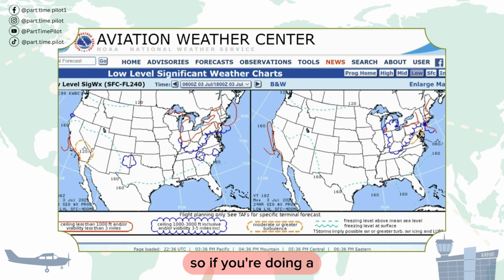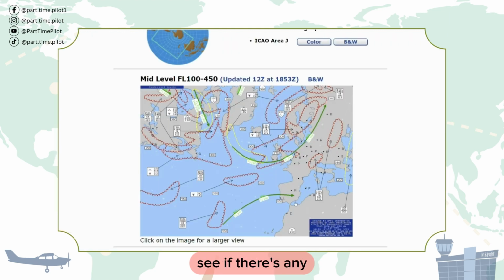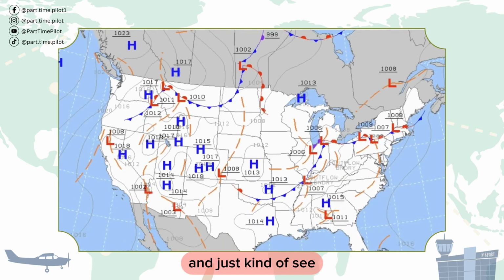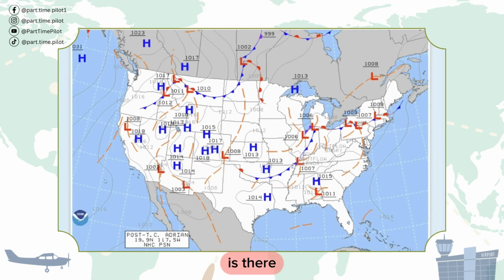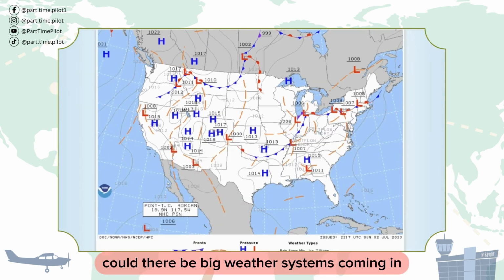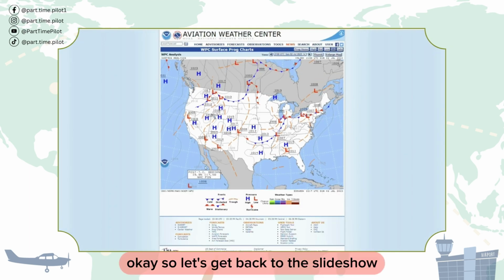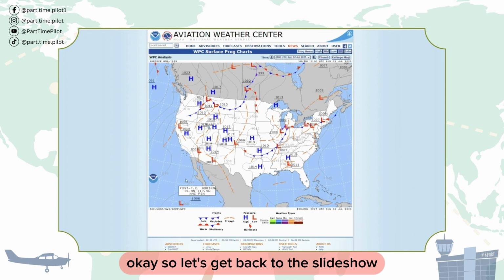If you're doing longer flights, you can look and get the general area you're flying in and see if there's any significant weather. You can look at the surface plot and see if there could be big weather systems coming in that I need to worry about that would bring adverse weather. Okay, so let's get back to the slideshow and talk about some more weather stuff and where to get weather for your cross-country flight.